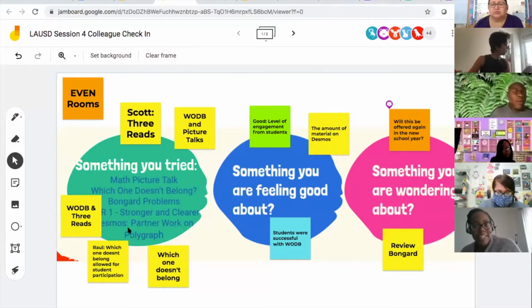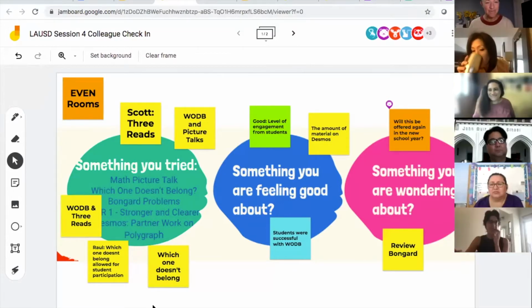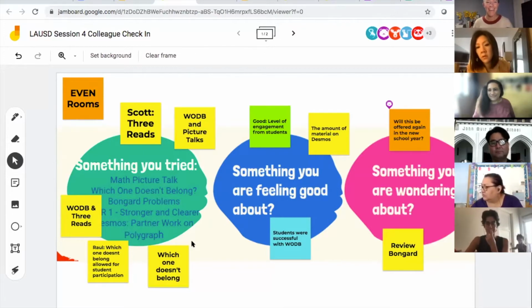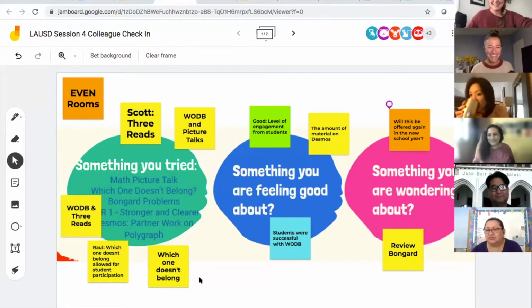I took your exact 3-read and did it with my students. Oh, really? Thank you for the template and everything. And they were very successful with the 3-read method, and it made the problem way easier than what was in the curriculum. So thank you. Oh my gosh, that's so great. I got a little bit emotional right there. Oh, that makes me so happy.